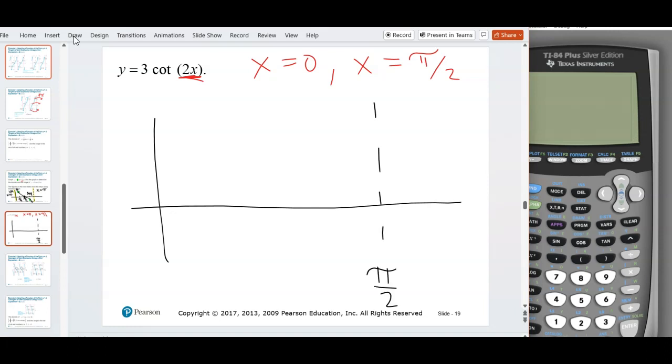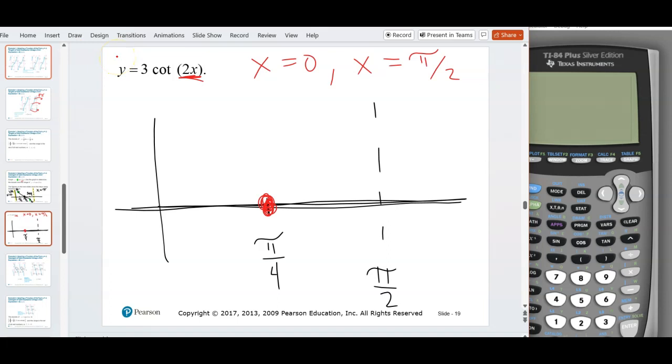Halfway between those, between 0 and pi over 2, would be pi over 4. That's where we're going to cross the midline. And because we're not adding anything to the 3 cotangent 2x, the midline is still going to be the x-axis, just like it was for the unaltered cotangent. So that's going to be a point on our graph, pi over 4 and 0.